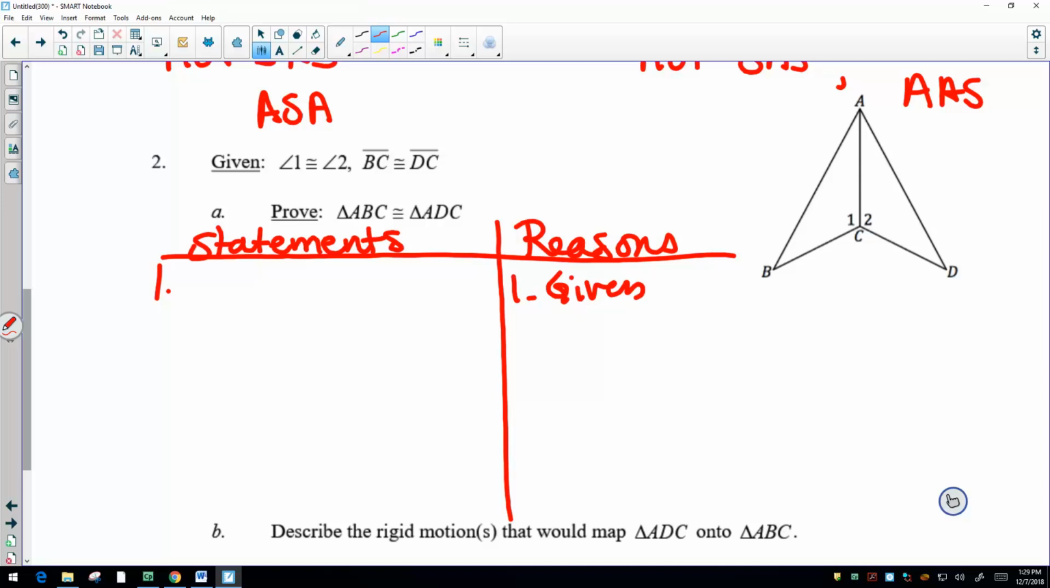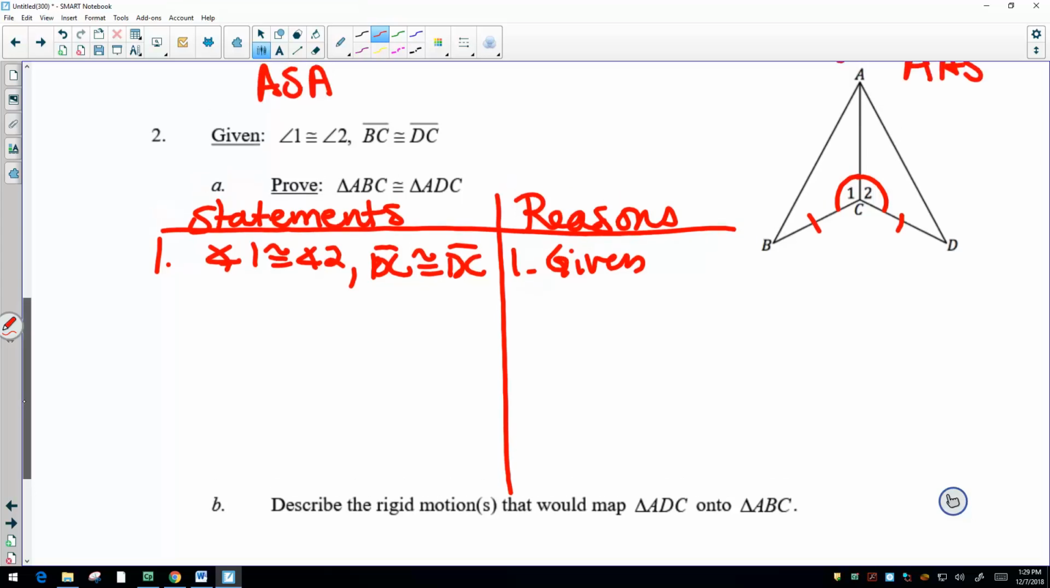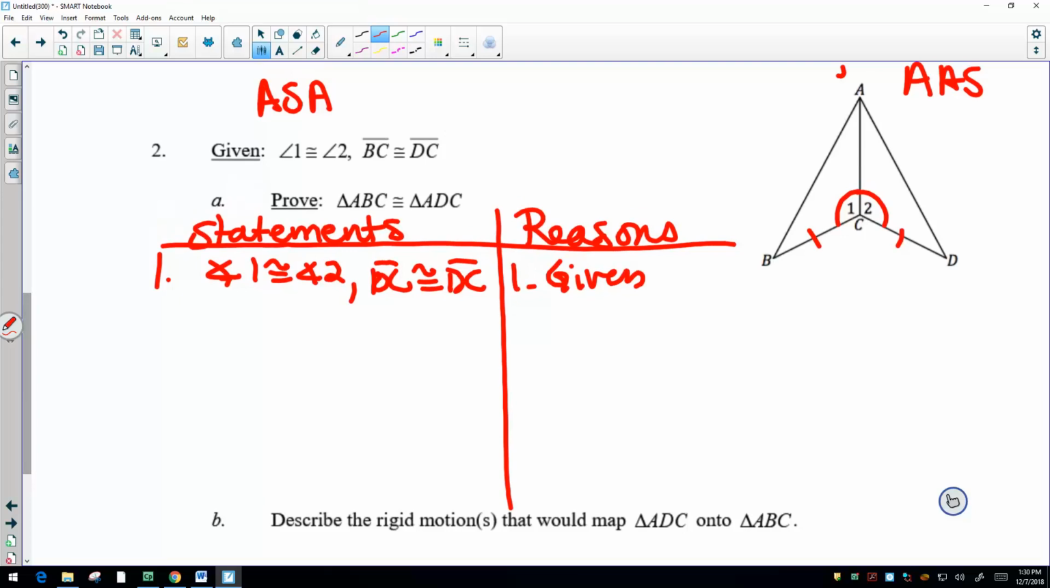In this case, we have two different givens. We have the fact that angle 1 is congruent to angle 2, and that side BC is congruent to side DC. So if I look at my picture, here's angle 1 congruent to angle 2, and side BC is congruent to DC. So it's always a good idea to mark your picture with the givens once we get going. Okay, and we're trying to prove the triangles congruent.